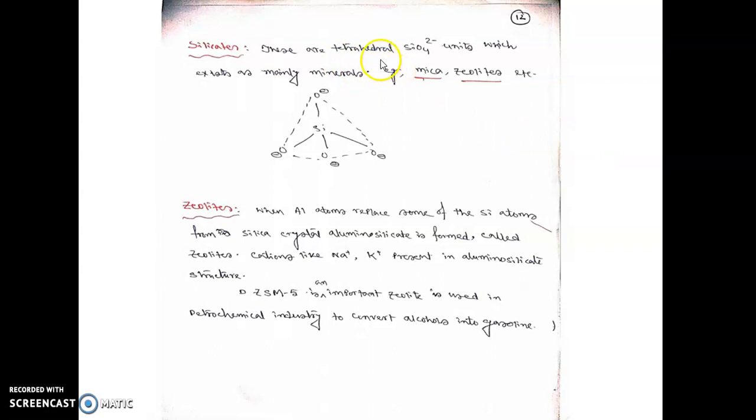silicates. These are the tetrahedral SiO4 4- units. You can see here tetrahedral SiO4 4- units. Sorry, it will be SiO4 4-. Here silicon is attached to 4 oxygen atoms in a tetrahedral fashion, and these silicate compounds are often found in the form of mica, in the form of zeolites, etc. This is the common structure of silicates.